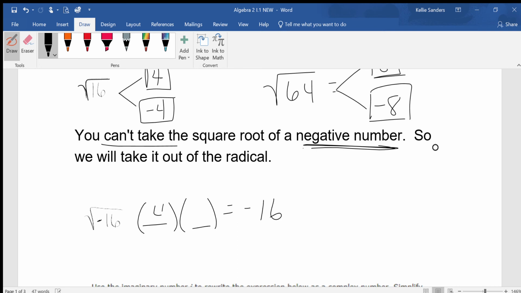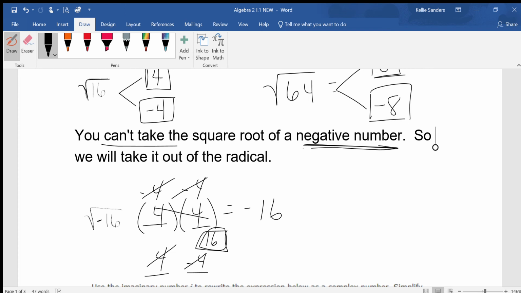Well, you say 4. No. 4 times 4 is positive 16. Okay, you say negative 4. Negative 4 times negative 4 is positive 16. Or okay, you say 4 times negative 4 is negative 16, right? But these have to be the same number. So there is not a number that you can take the square root of and get a negative answer. You can't take the square root of a negative number and get an answer.